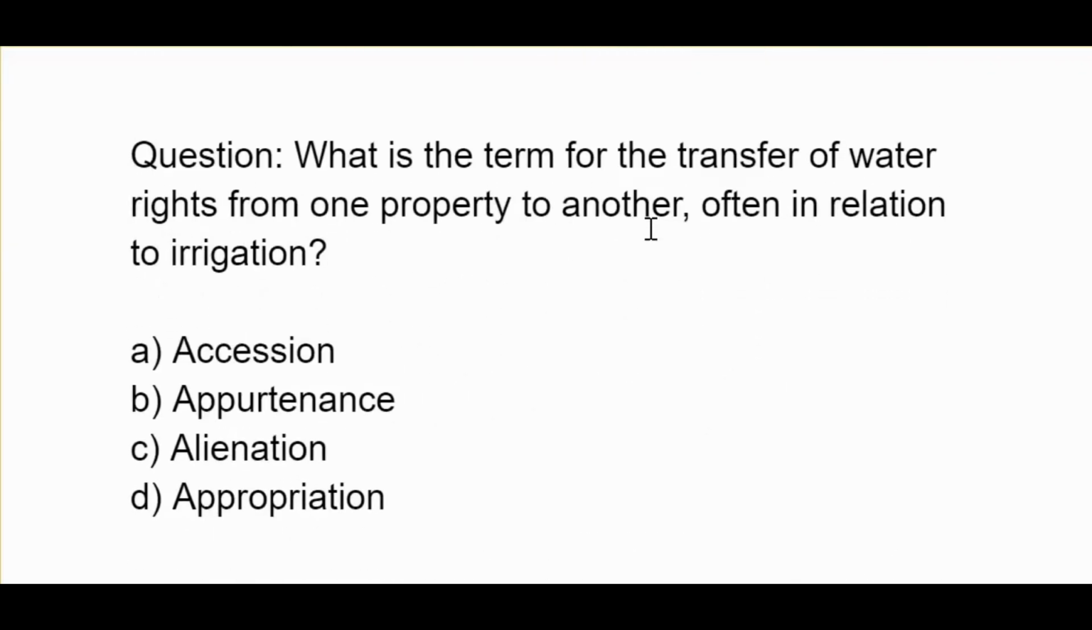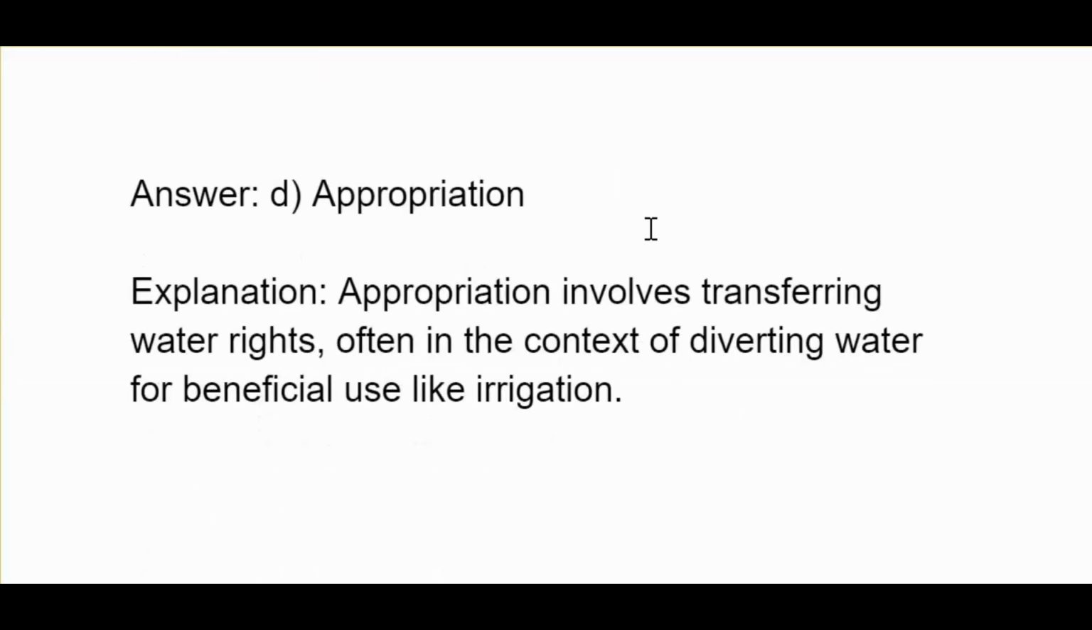What is the term for the transfer of water rights from one property to another, often in relation to irrigation? A. Accession. B. Appurtenance. C. Alienation. D. Appropriation. D. Appropriation. Appropriation involves transferring water rights, often in the context of diverting water from beneficial use like irrigation.